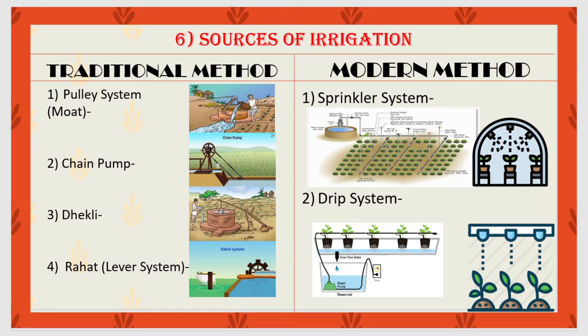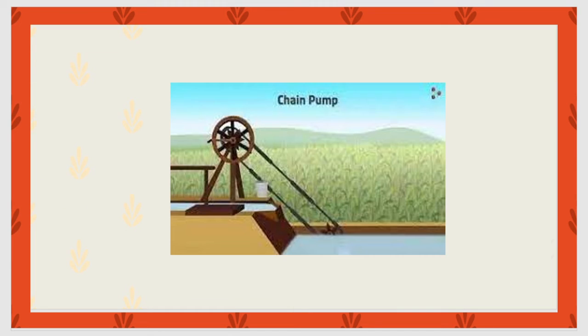Then we have the second one, which is the chain pump. Let me tell you that the Pali system is also called Moat. In the chain system, there are two wheels, one inside under the water and one here. There are buckets tied to it. These buckets basically help lift the water. The buckets come up again as the wheel is moved.